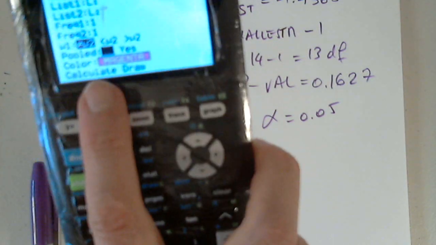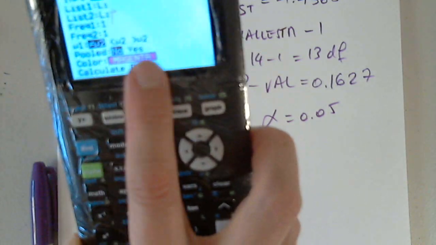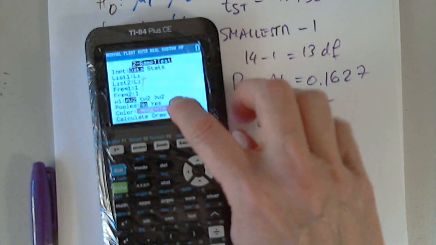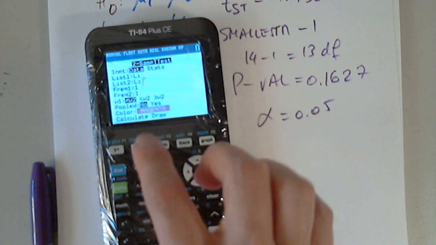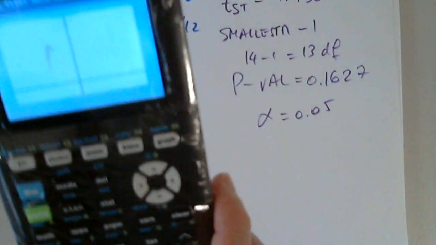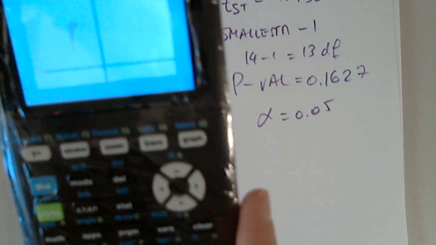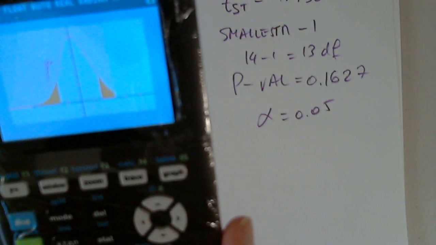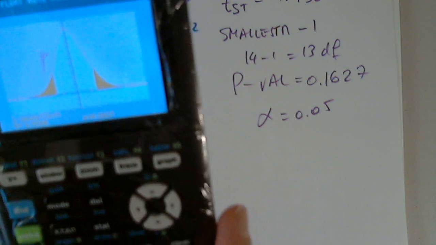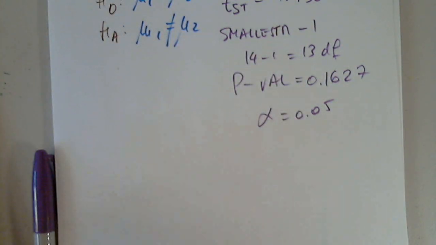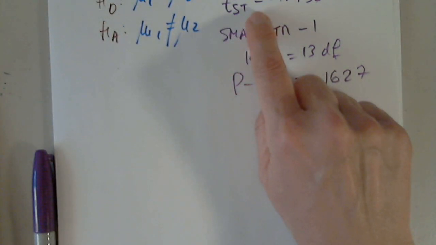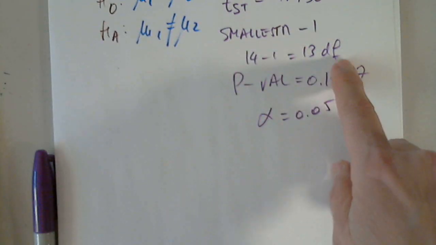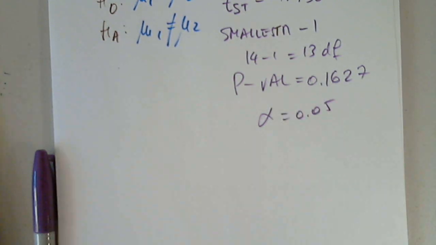The calculator will calculate more exact degrees of freedom. You can choose yes if you want. And I want to draw, and it draws, and it gives the p-value and the t-statistic. And I copy them here. The t-statistic is negative 1.4368, degrees of freedom 13, and the p-value is 0.1627.